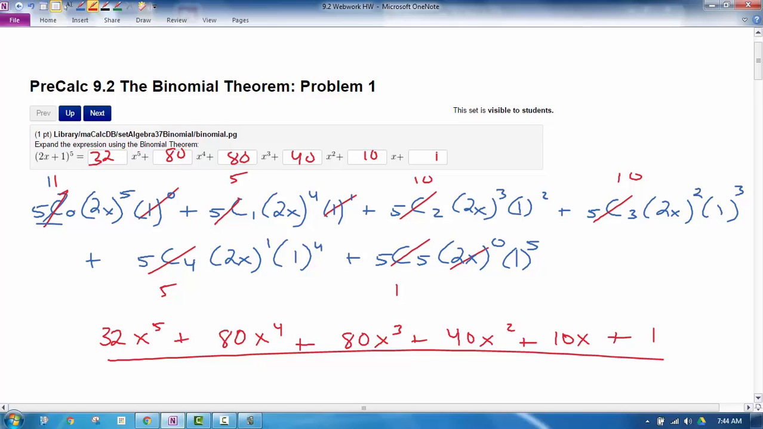Now, by the way, Pascal's triangle is symmetric, so you'll notice that this 1, 5, 10, 10, 5, 1 is symmetric, which means you could have gone 5c5 here, and then gone 5c4, 5c3, and gone the other way with the coefficients, and you'd get the same exact answer.